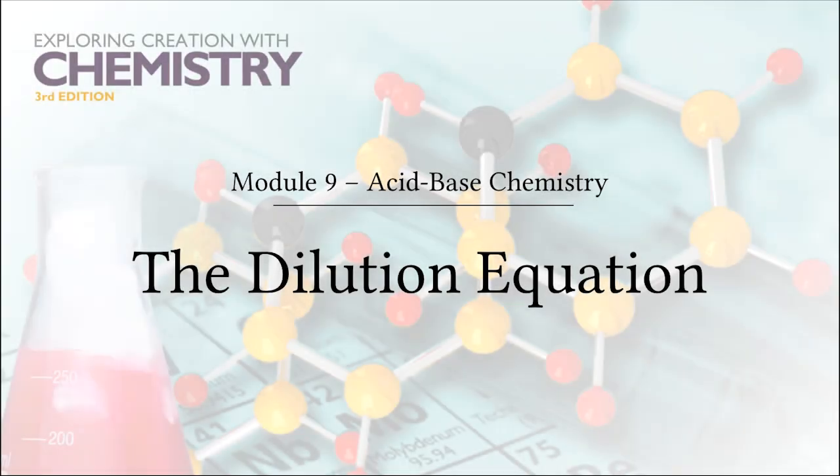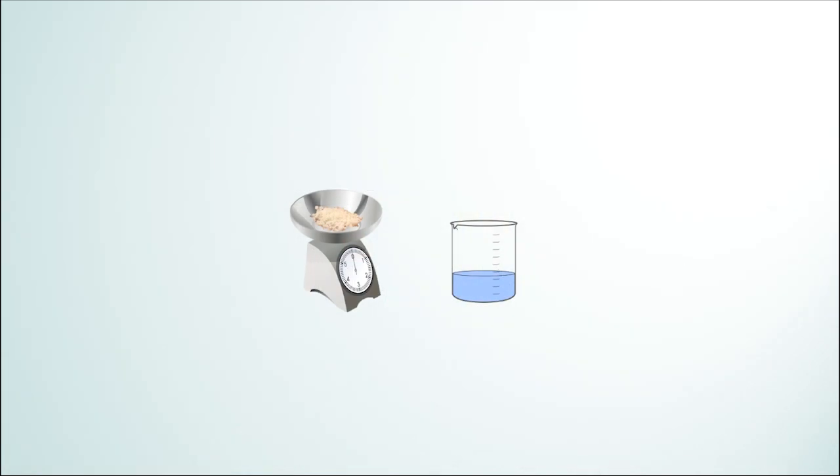Module 9, Acid-Base Chemistry, the dilution equation. Calculating molarity is a great way to determine concentration, but we actually need more information for acid-base chemistry. This is because acids and bases are not usually made by measuring a specific amount of grams and then adding that to water to make a solution.